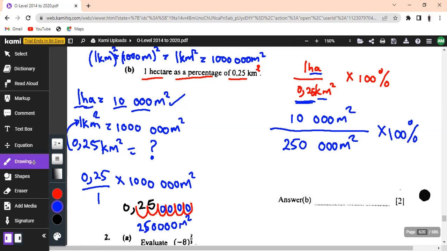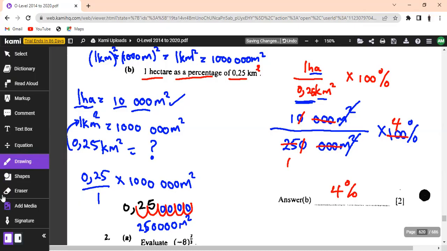So as you can see, the units are the same, so you can cancel out these units. And also we can cancel the zeros here. I've got 3 here, 3 here, 1 here, and 1 here. So 25 into 25 is 125 into 100, which is 4. So definitely our answer is going to be 4%. That's 4 times 1, which is 4%. So it means 1 hectare as a percentage of 0.25 square kilometers is 4% of it.